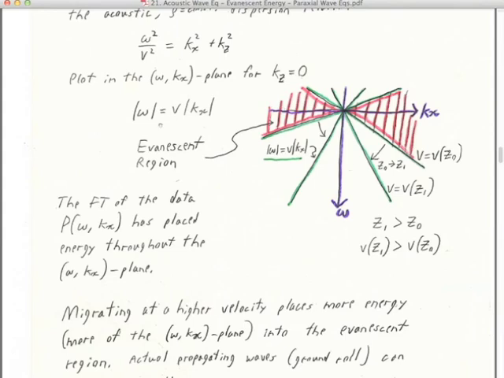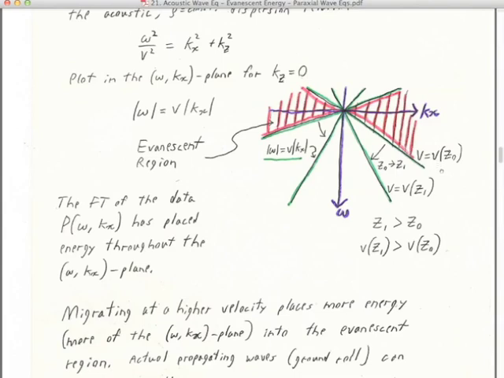You can see here that a constant ratio between omega and kx, in other words, one of these green lines in the diagram, is a constant velocity, right? It corresponds to a constant v. Okay, so now we might be migrating at a depth z0, and v will have a lower value.